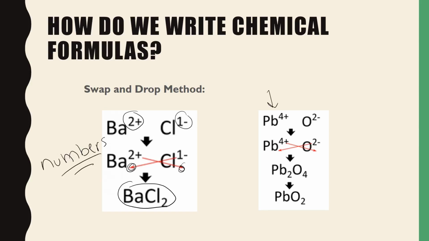Over here we have lead. Lead is another one that has 2 possible charges, and we'll get into that later. But lead has a +4 charge, oxygen has a -2 charge. We swap the numbers. The 2 from oxygen goes to lead, the 4 from lead goes to oxygen, and we can simplify that down. This is a ratio of 2 to 4, and we can simplify that to 1 to 2. So we should simplify our chemical formulas when we write them.